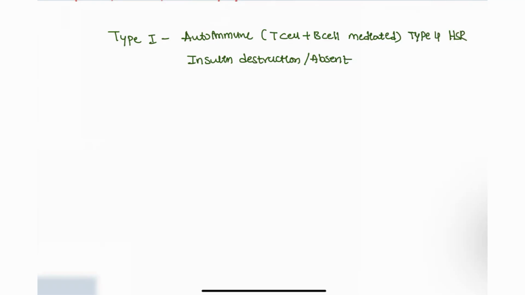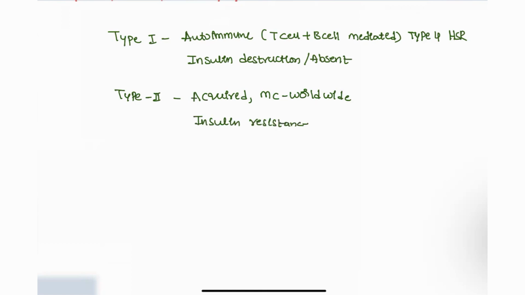Next, type 2 diabetes mellitus. This is acquired, and worldwide this is the most common type of diabetes variant. What happens here? There will be insulin resistance, and that is what is causing it here.